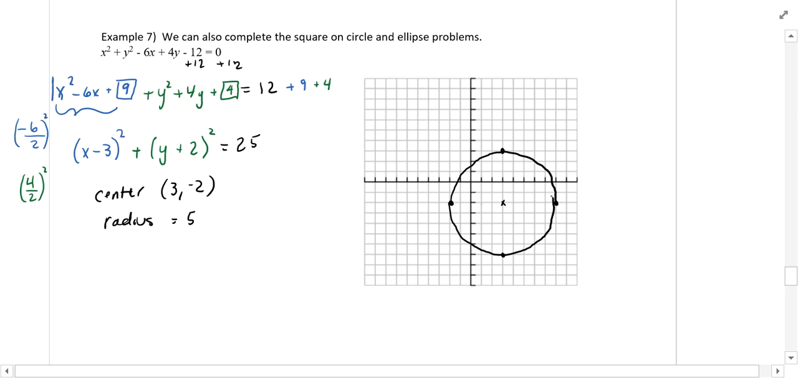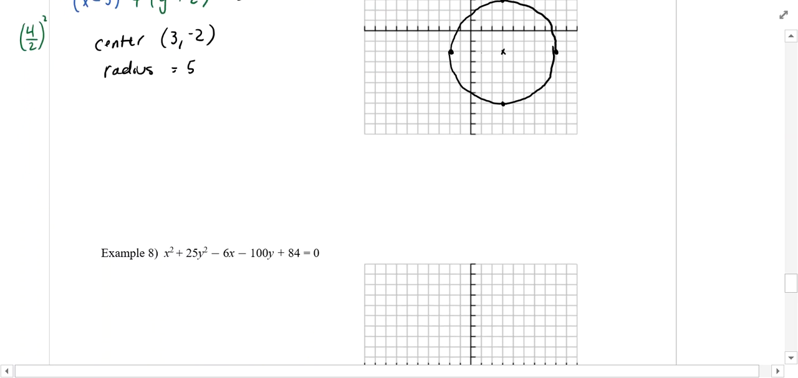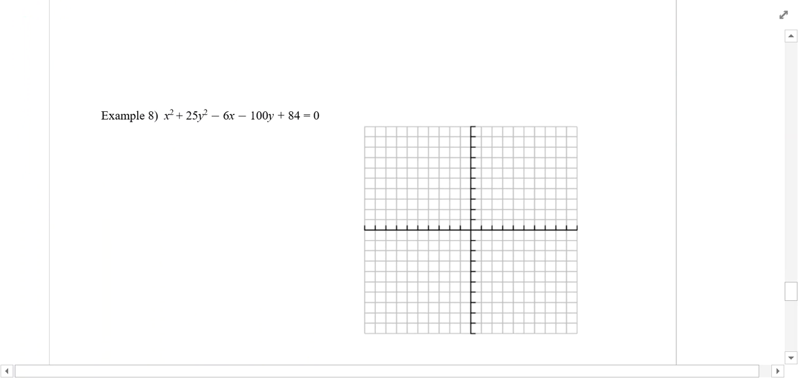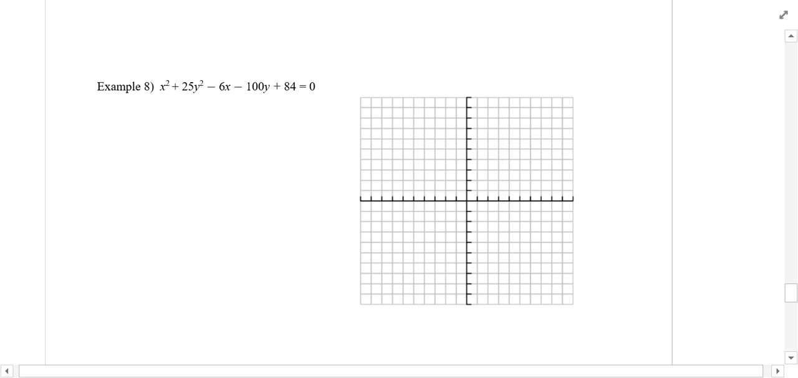And there's my circle. Not bad on that one. I think that's the best looking one so far today. All right, so now let's take a look. This one actually happens to be an ellipse instead of a circle.